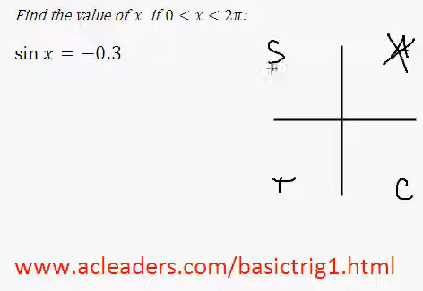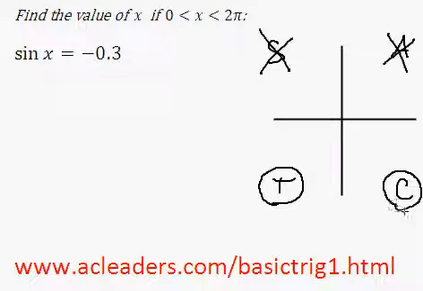Sine is positive in the second quadrant, so it's not going to be there either. But here, only tangent is positive, meaning that sine is negative, so we're going to have an answer here. And we're also going to have an answer in the fourth quadrant, because cosine is positive, but sine is negative in the fourth quadrant.